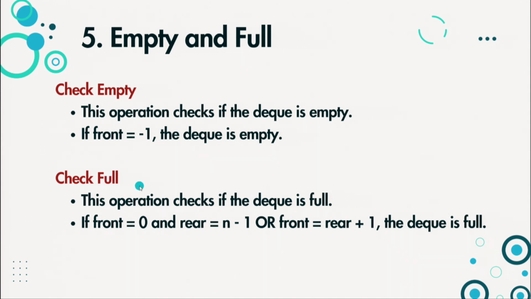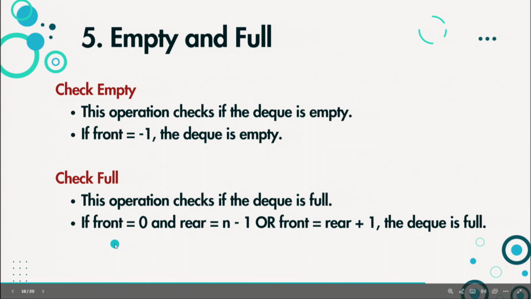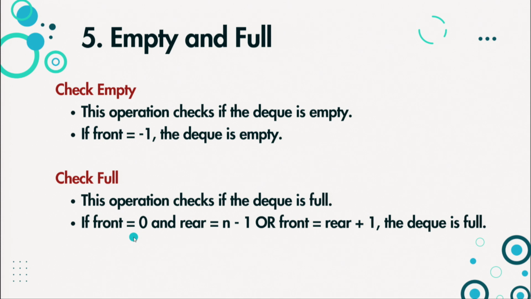And check full is the method which we normally invoke whenever we add a new element to the DQ. So this operation checks if your DQ is full or not. Here we usually check whether front is 0 and rear is equal to n minus 1, or front is equal to rear plus 1. If any one of these conditions holds, then we decide that our DQ is full. So if the DQ is full, we do not proceed with adding more elements into the DQ.